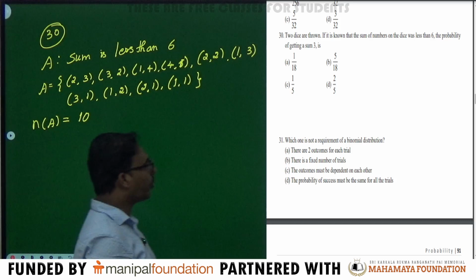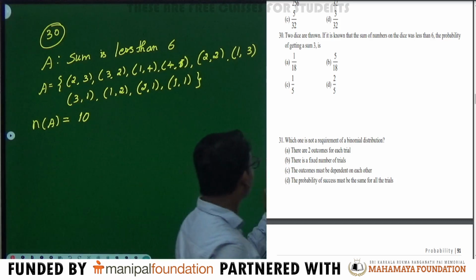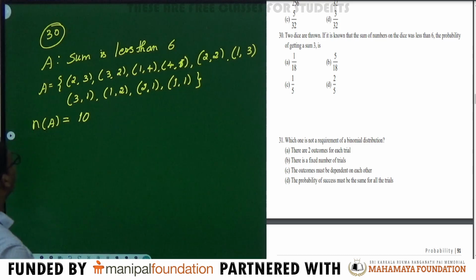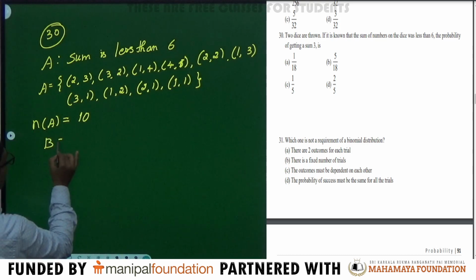For which event do we have to find the probability? The sum is 3. So B is the event that the sum is 3.